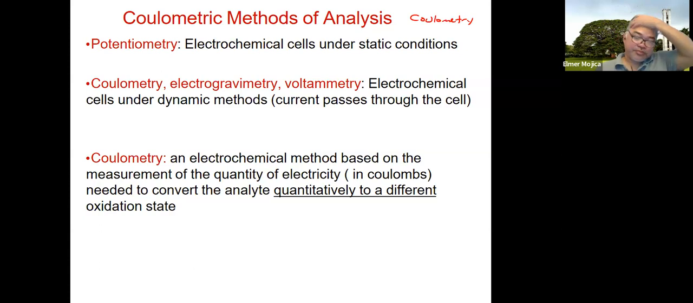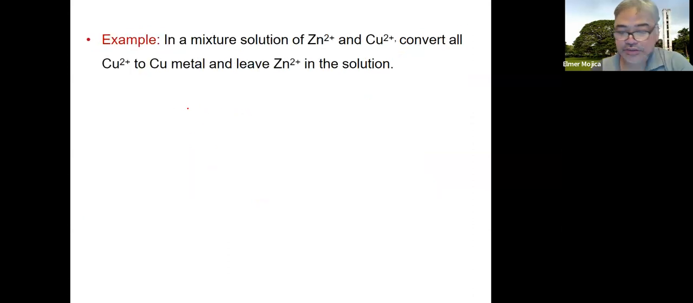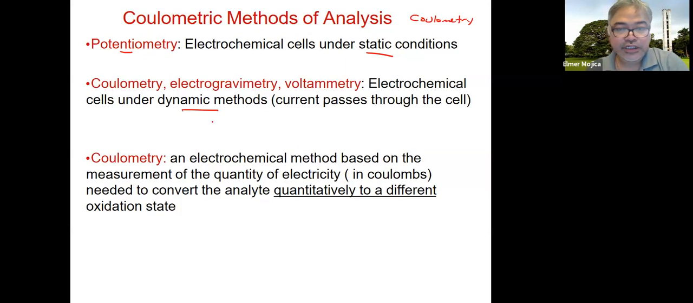If we compare the different electroanalytical methods that we have discussed so far, we can divide them into two groups. One is where we have static conditions, which involves the potentiometric method. Now, coulometry is the same as electrogravimetry and voltammetry, wherein we have dynamic methods. Usually this involves the current passing through the cell.